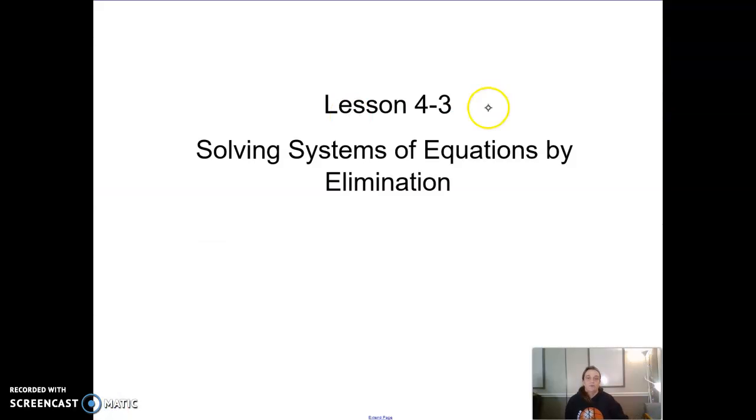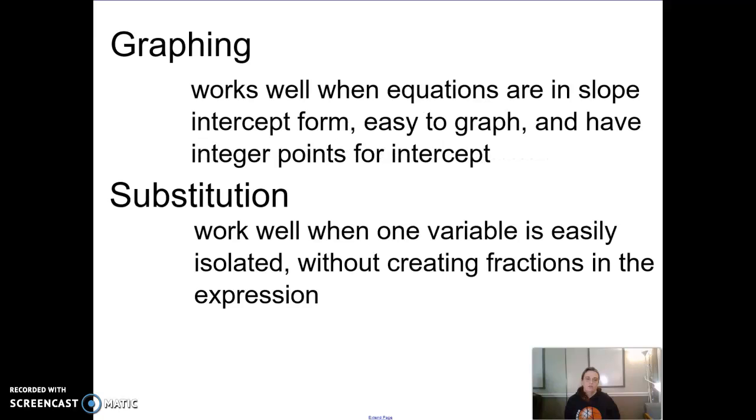Today we're talking about lesson 4.3, which is solving systems of equations by elimination. We have already talked about solving systems by graphing. And graphing works well when equations are already in slope-intercept form. They're easy to graph, and they have integer points for their intercepts, where the two lines intersect.